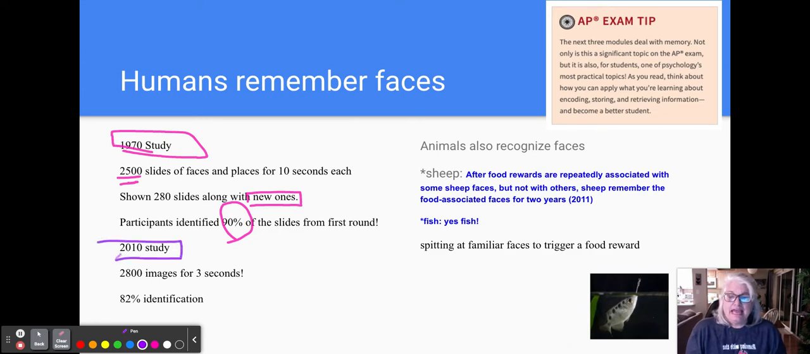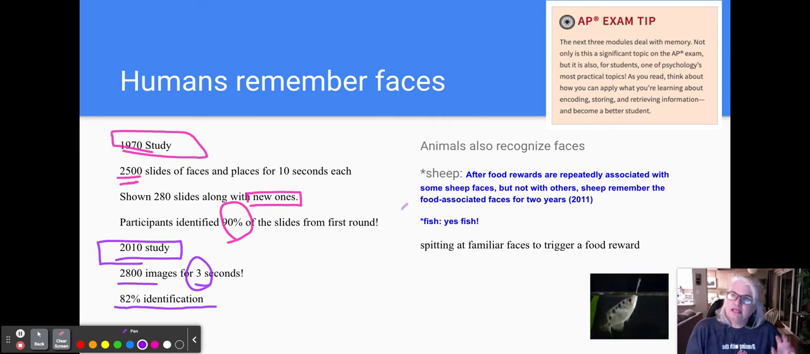In 2010, they repeated the study and changed it just a little bit. What they did is they showed more images for a lot less time, so 3 seconds instead of 10 seconds. And the participants were still able to identify 82% of the faces that they had seen before. I just think that's incredible.